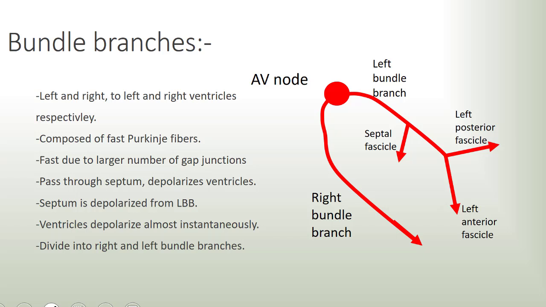However, before it does that, it gives up a septal fascicle. This depolarizes the interventricular septum. And it is important for you to know that the left bundle branch is the one that is sending impulses to the interventricular septum through the septal fascicle. Now, because these Purkinje fibers are very quick, they're going to be able to depolarize the entire myocardium of both ventricles very quickly and almost instantaneously. So you get a quick and efficient contraction.